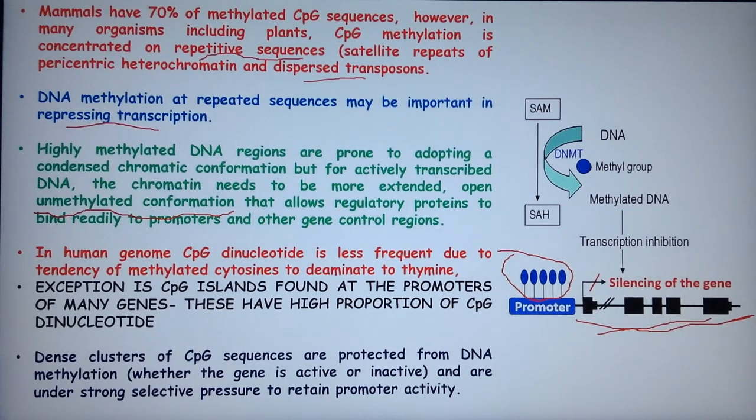So in the human genome, the CpG dinucleotide is less frequent due to the tendency of methylated cytosines to deaminate to thymine. We have just discussed this. An exception is CpG islands found at the promoter of many genes, because these have a high proportion of CpG, but they are protected from DNA methylation. So this aspect we shall see when we discuss chromatin methylation and the histone code.